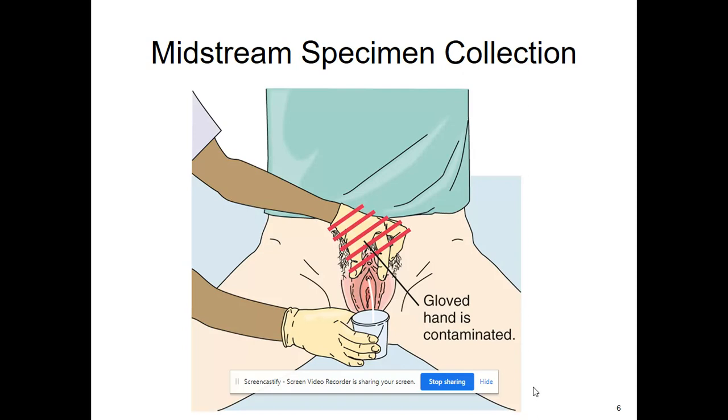Okay, so if you look, what this picture is saying is this hand is not contaminated because it's holding the cup. This hand is contaminated because it's holding open the labia. So this hand is a dirty hand. This hand is a clean hand. The cup is in the clean hand. Okay, let's get rid of this picture.